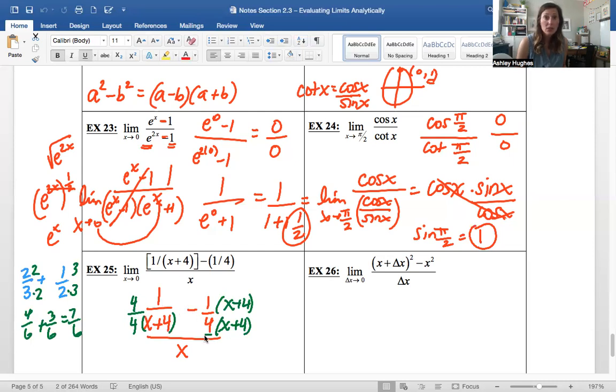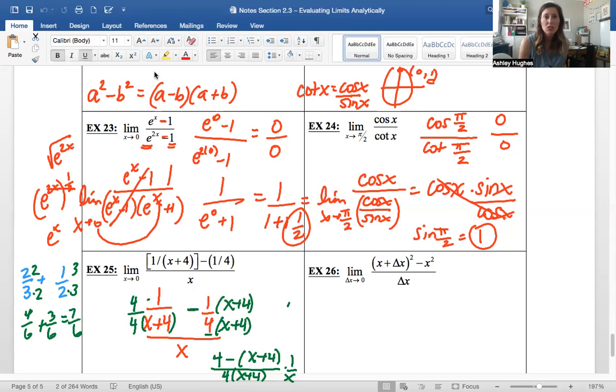And then I'm very carefully going to rewrite this, especially when you have a negative. Be so careful. So I have 4 times 1. So I have 4 minus, I'm just going to put minus parentheses, x plus 4. And then on bottom, you have 4 times x plus 4. And then this is all over x. But that's the same thing as multiplying by 1 over x. You divide by x, it's like you're multiplying by 1 over x.